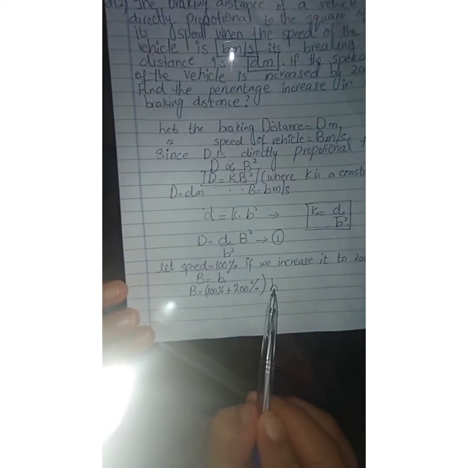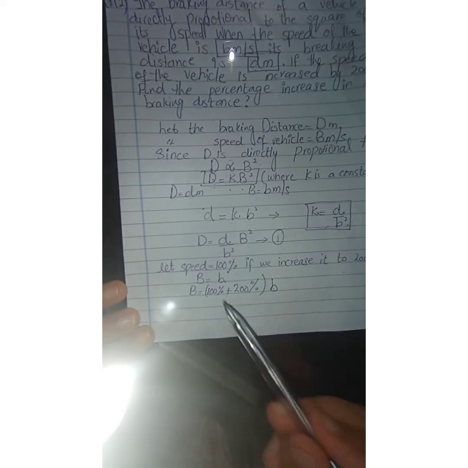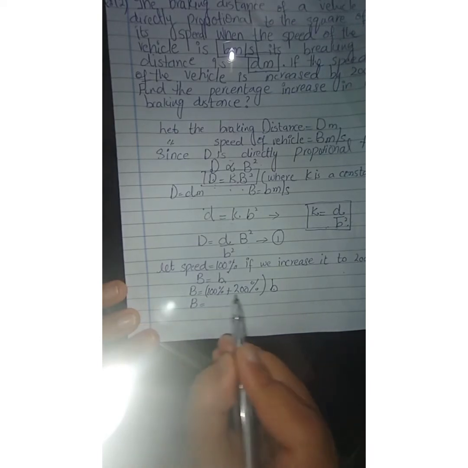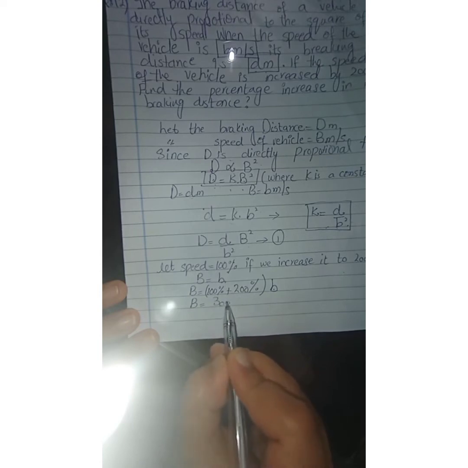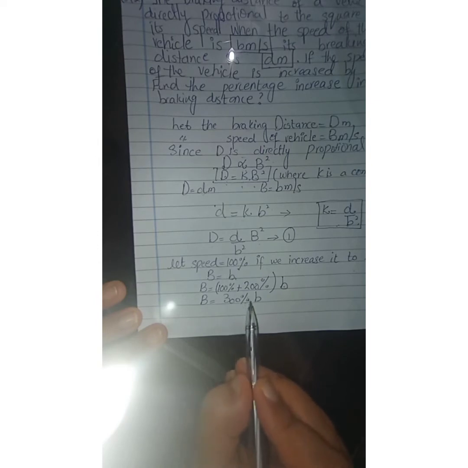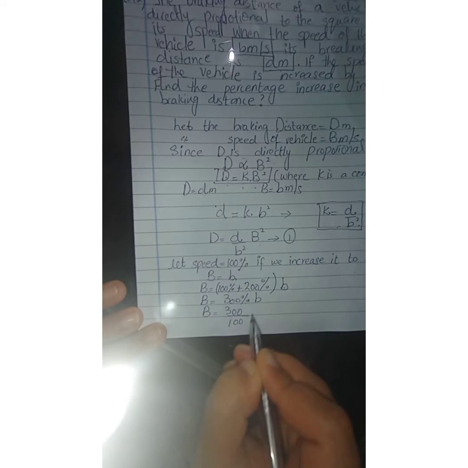So the value is now no more B, the value is 100% plus 200%, because the value has been increased completely in the percentage of it. Obviously we are going to calculate, and when we add these two we get 300% into B. Again, we already know that the percentage sign means that we always divide by 100. So I am removing this percentage sign and I will be writing B is equal to 300 over 100 B.